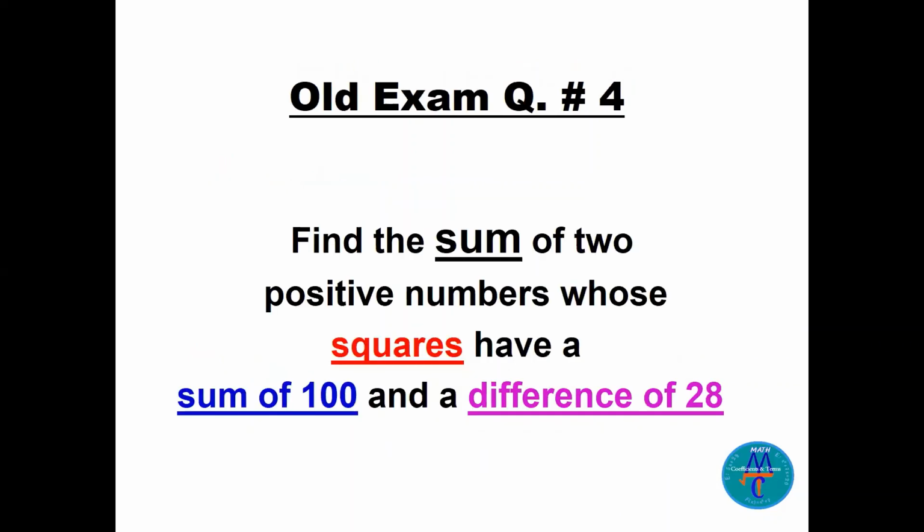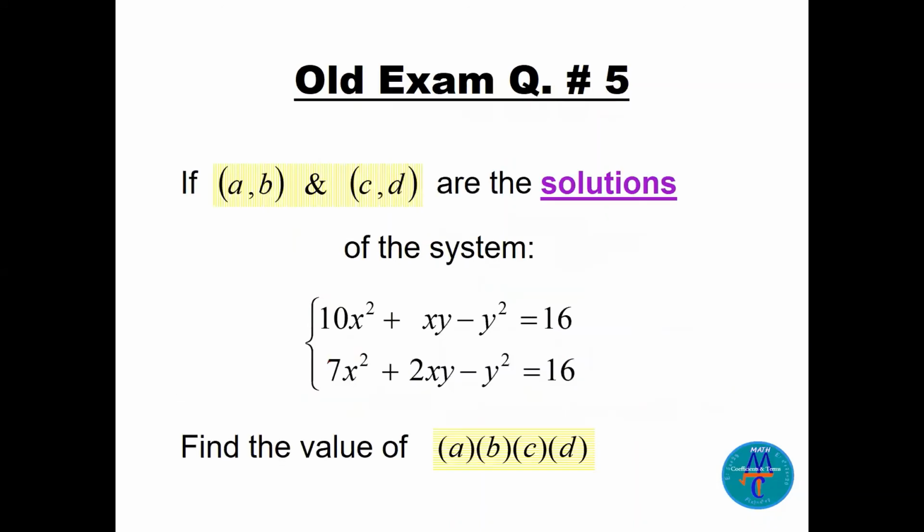Here, this is a little application. Find the sum of 2 positive numbers whose squares have a sum of 100 and a difference of 28. Try to translate, please. This one, I would say above average. If (a, b) and (c, d) are the solutions of this system, 10x squared plus xy minus y squared is equal to 16, 7x squared plus 2xy minus y squared is equal to 16 also, find the value of a times b times c times d.